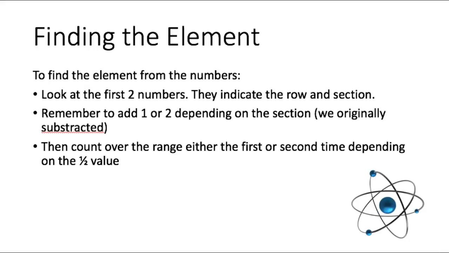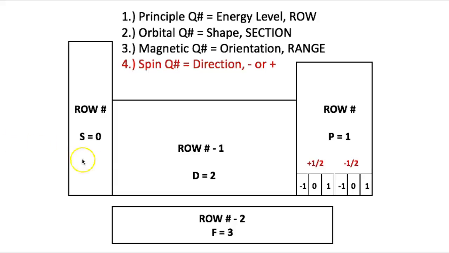Then I look at my row number, and I want to remember to add 1 or 2 depending on the section that we're working on. So let's go back to our periodic table here. If I have a 3, I know I'm down here in my F section. I know I've got an element that's down here if my second quantum number is a 3. If I'm given my first quantum number, my row number, as a 5, I want to remember that to get my first quantum number, I took my row number minus 2 down here. So if my first quantum number is a 5, I now have to add 2 back to it to figure out what row I'm in. I'm actually in row number 7. So I'm down here in the very bottom row.